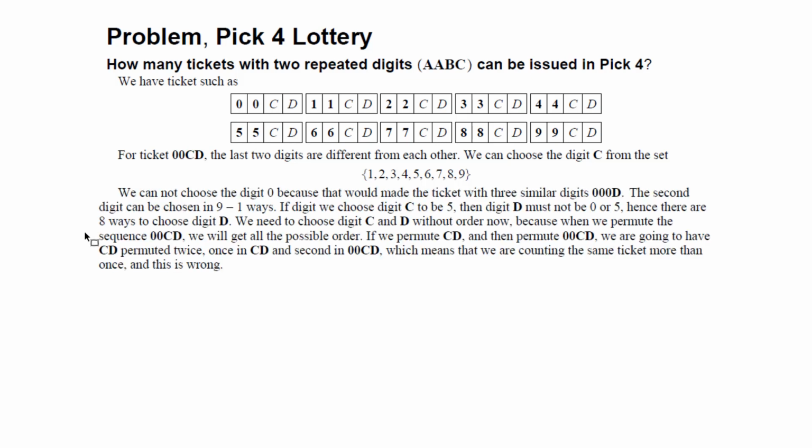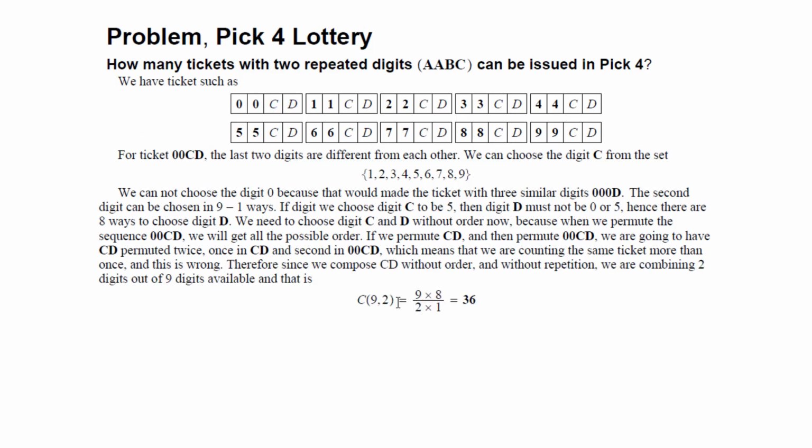Now the second important notice is that if we use permutation of CD and after that we permute 00CD, we end up permuting CD twice, and that means that we are going to count the same element more than once, and this is not acceptable. So what do we do in such case? We use combination of CD. Combination does not imply order, and for CD we have 36 combinations.